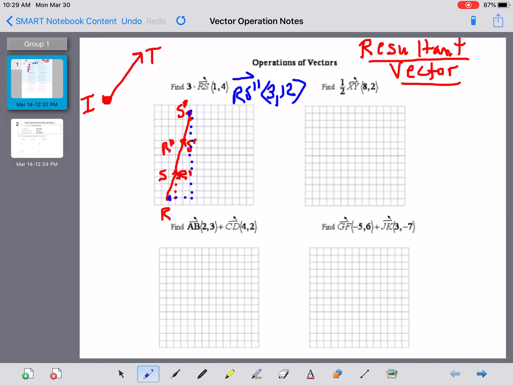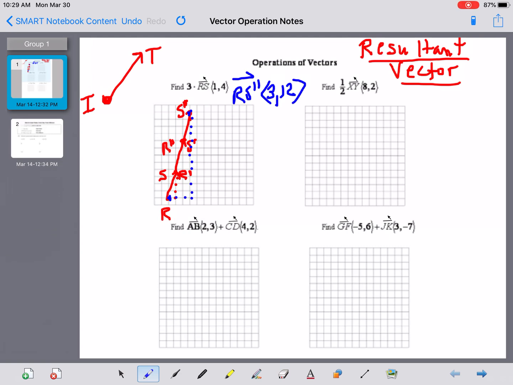Put my vector sign above there. And so my answer, or my resultant vector for this first question, is RS double prime, and my answer is <3, 12>. Notice the pointed parentheses. That tells somebody that I am working in vectors, and I'm not just finding an ordered pair. So don't put your regular parentheses, make sure they are pointed. So let's try our second one to the right here.